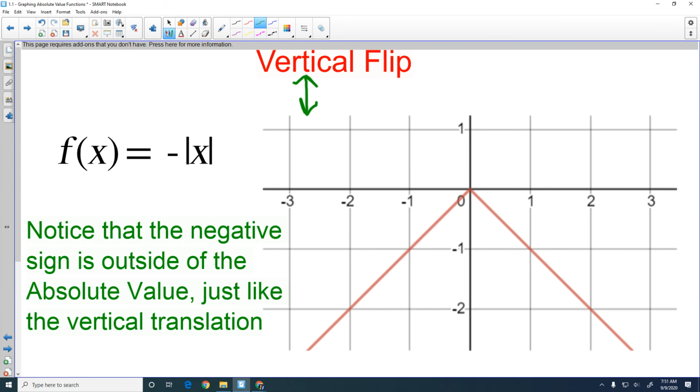So sketch that quick graph. And make sure you recognize that that vertex is still at the origin. It's still at 0, 0. So that didn't change. But the V is no longer facing upwards. The V flipped, and so now it's upside down.